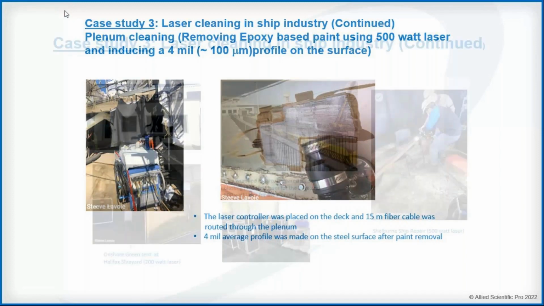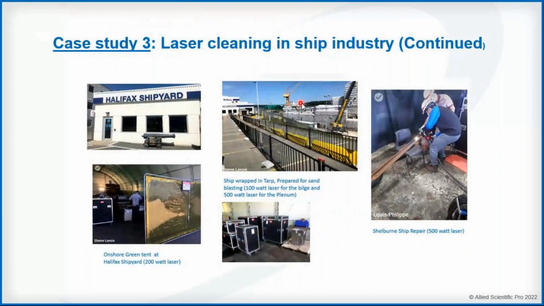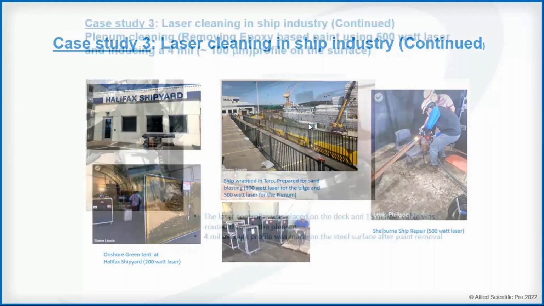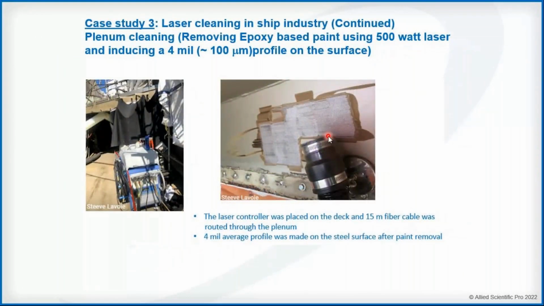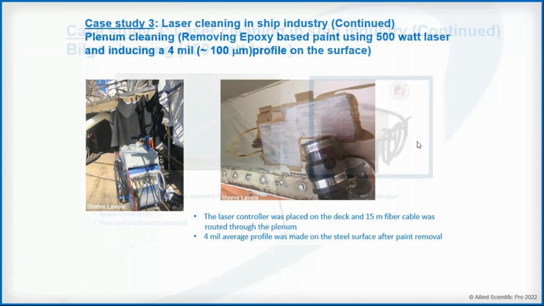So if you look at the picture of the ship, this area is the plenum, and this is what was being cleaned. So they wanted us to not only remove the paint, but also make a 4 mil average profile with the laser cleaner. So we did that using the 500-watt laser successfully.